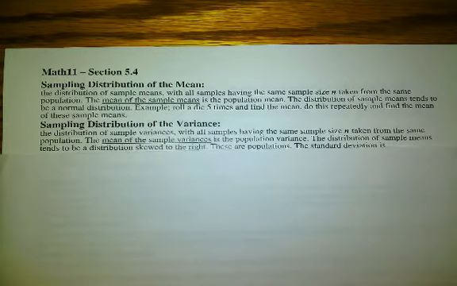If we do the same for the variance, the distribution of sample variances, with all samples again having the same size, taken from the same population, the mean of the sample variance is the population variance. So note, for both of these cases, the variance and the mean, when we take the mean of a whole bunch of sample means, or the mean, average, of a whole bunch of sample variances, they match the mean of the population or the variance of the population.